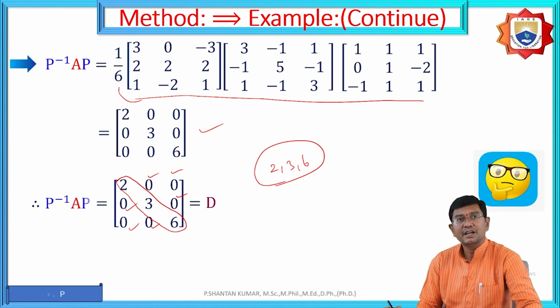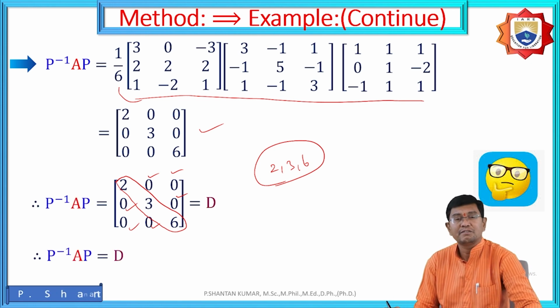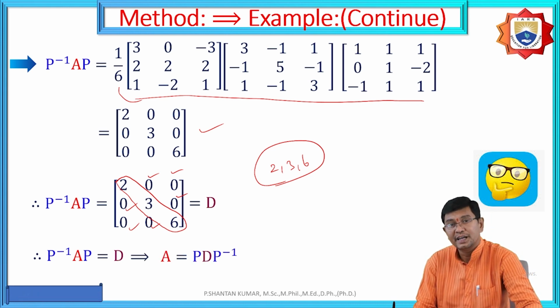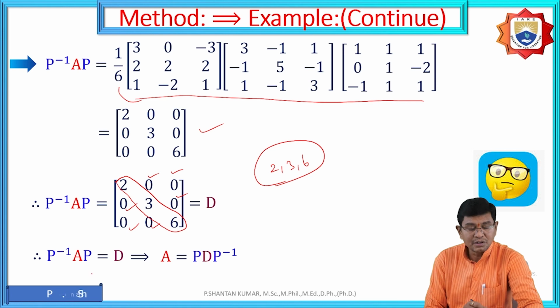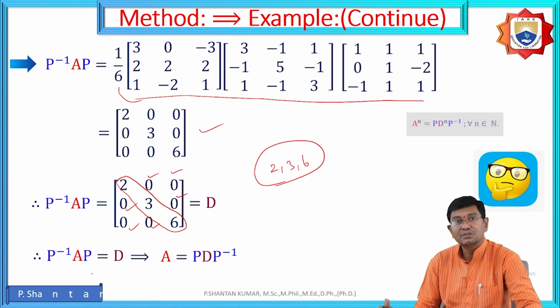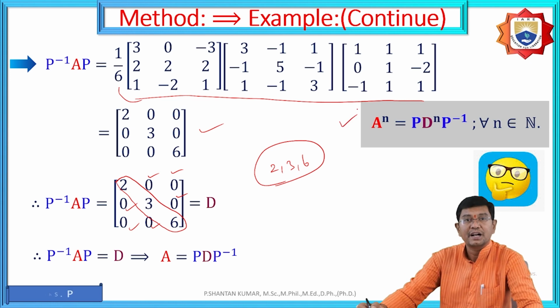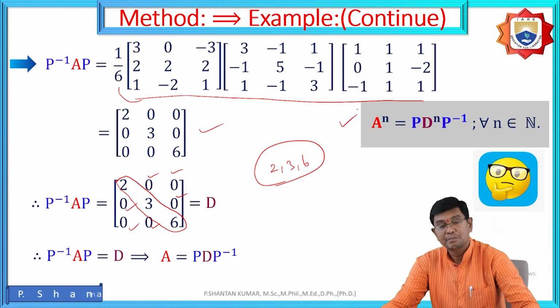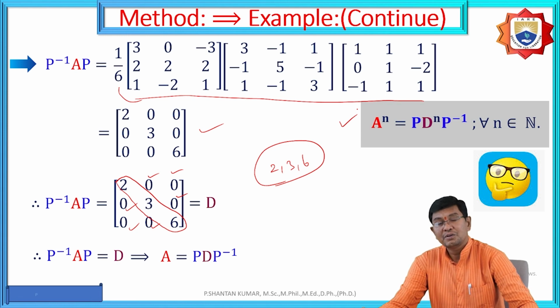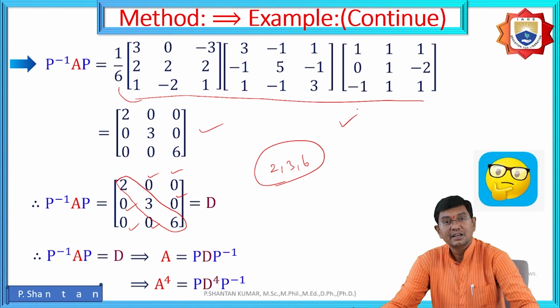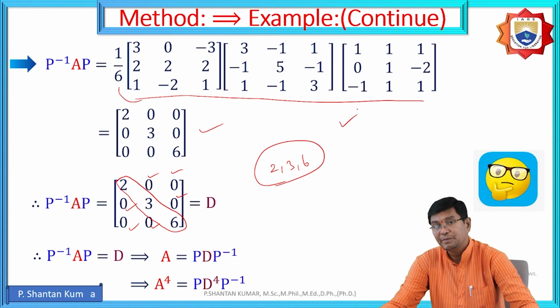And further, we need to find out the powers of the matrix. As we know, D is equal to P inverse into AP, so A is equal to P into D into P inverse. For the powers of the matrix, A power n is equal to P into D power n into P inverse. Here the problem is A power 4, that means it is P into D power 4 into P inverse.